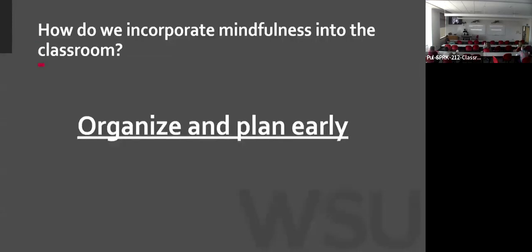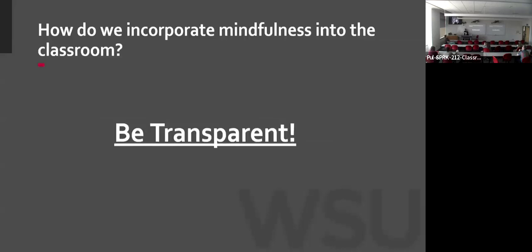So let's talk about the how. Step 1, organize and plan early. If you're thinking about doing this, don't do it in the semester that you're currently teaching in. The more you do in advance, the smoother it's going to go and the less work it's going to be during the semester itself. And then the next really important thing is be transparent.